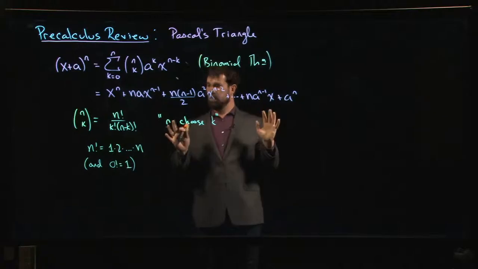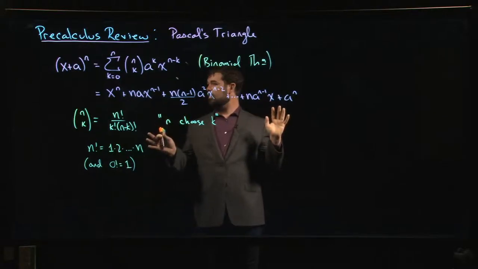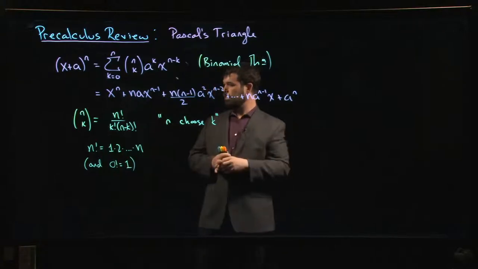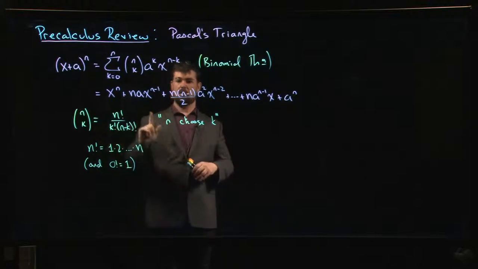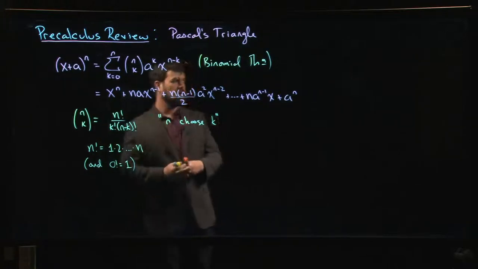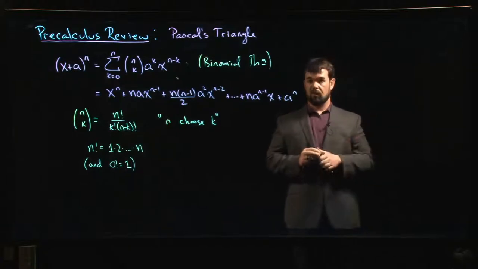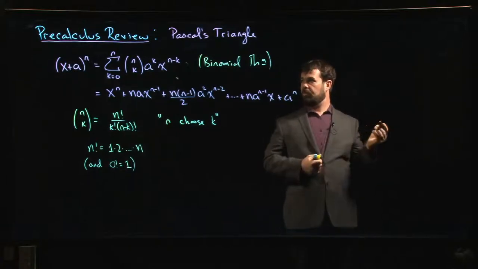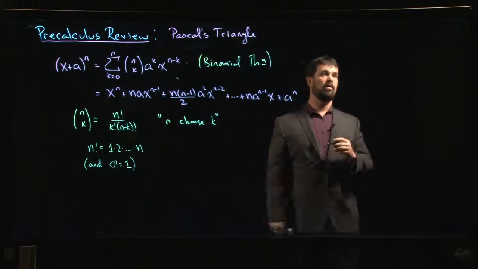Now, a lot of people, when they're using the binomial theorem with some practice, probably don't use the definition here to work out the coefficients when they're expanding. A lot of people remember this result called Pascal's triangle. And Pascal's triangle gives you a way of organizing these binomial coefficients.